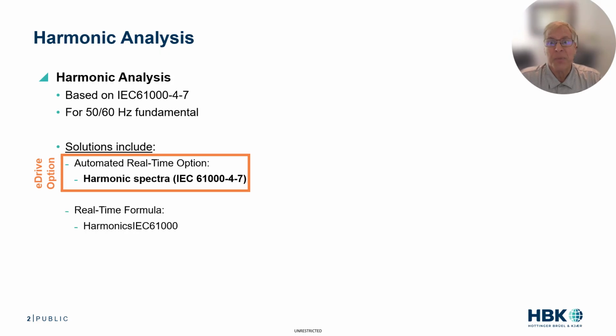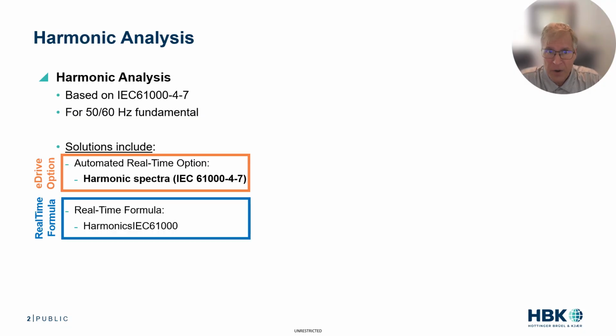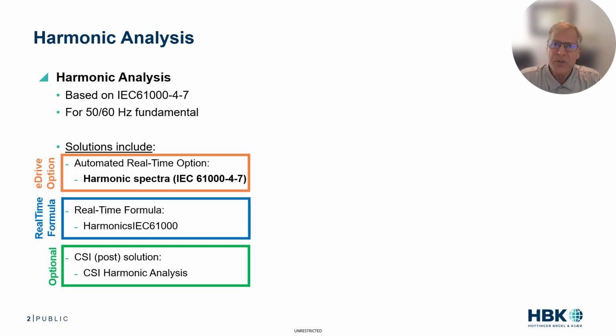Alternatively, you can set up the real-time formula harmonics IEC 61000 function to calculate and display the harmonic components. And for an additional cost, we offer a CSI, or custom software interface, for post calculations called CSI Harmonic Analysis, and a trial version is available for download on our website.